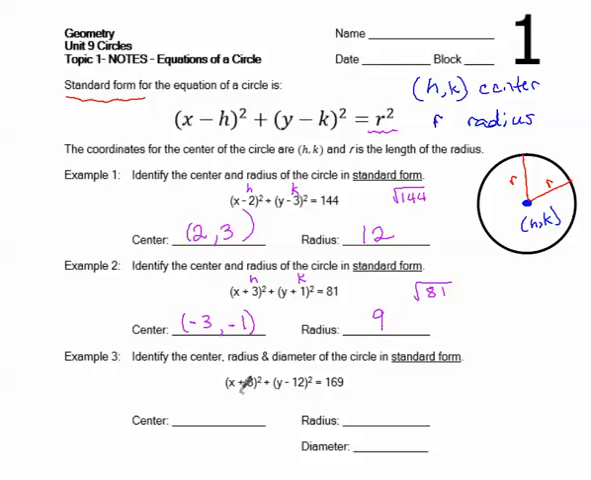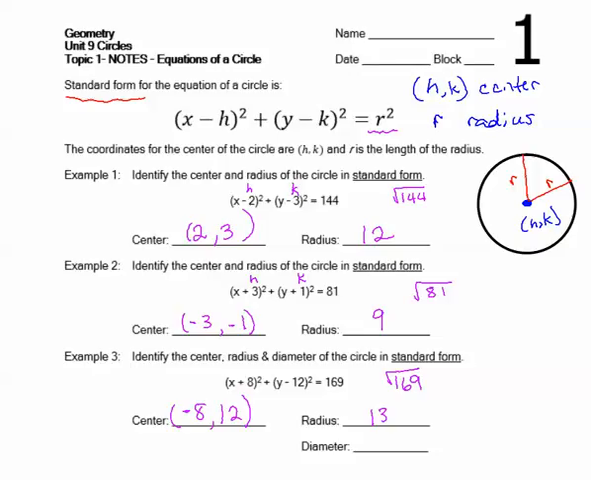Down here we have x plus 8. Again, it's going to be opposite, so negative 8. Remember, even if these for some reason weren't in the right order, the h always goes with the x, the k always goes with the y. So negative 8 and then positive 12. The radius is the square root of this 169, and diameter, that's a new word.